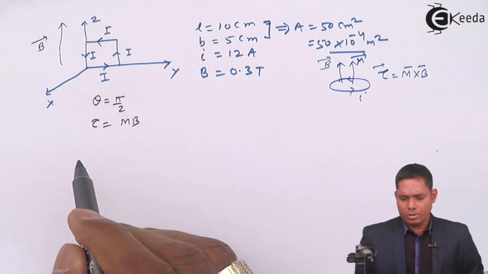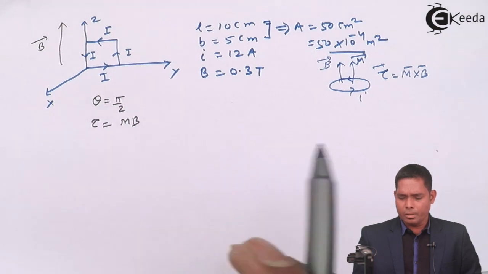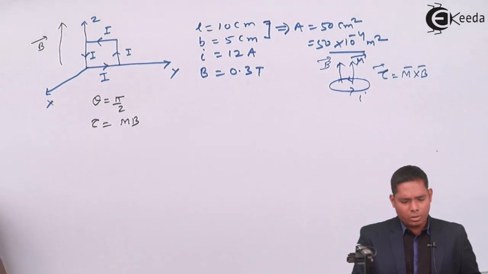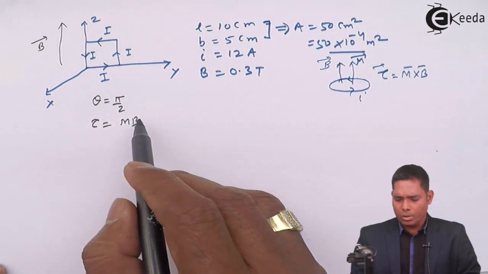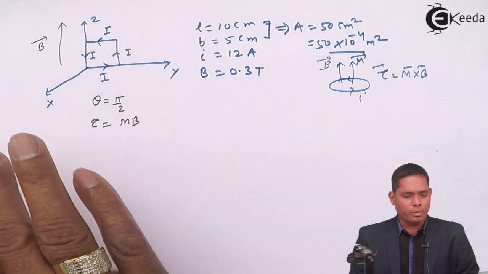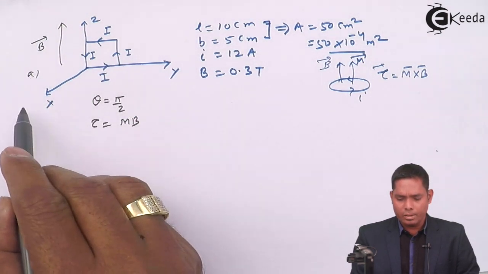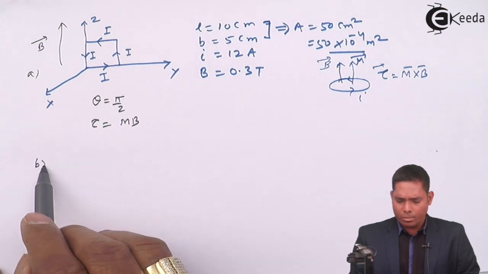It is not 0. But for stable equilibrium, the torque should be 0. So it is not possible. So option 1 is not correct. The option A is not correct. Let us check the other option.